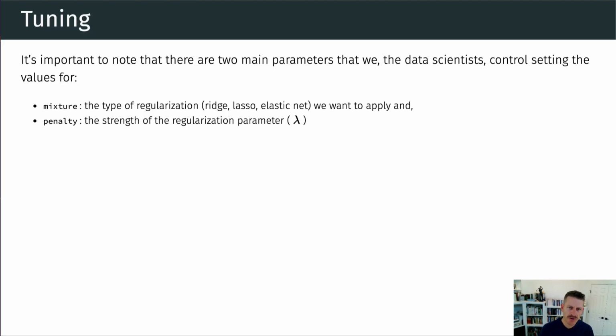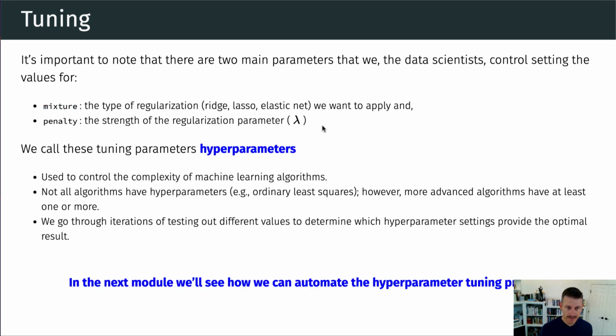Okay, so it's important to note that there are two parameters that we've added in our modeling process that we, as the data scientists, can control setting the values for. So we saw that we can control the value for the mixture parameter, and this is the type of regularization we want to apply. Is it a ridge model? Is it a lasso model? Is it an elastic net? And we can also control the penalty. This is the size of the regularization parameter, which we refer to as lambda.